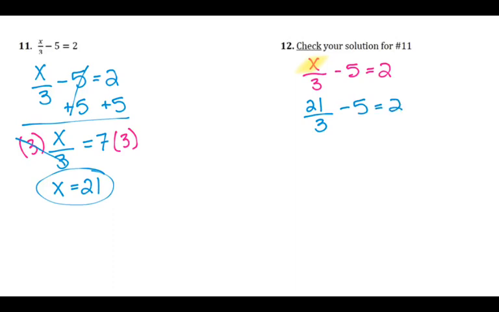So let's simplify the left-hand side. 21 divided by 3 is 7. 7 minus 5 is indeed 2. So again, we got a true statement, which means our solution of 21 was correct.